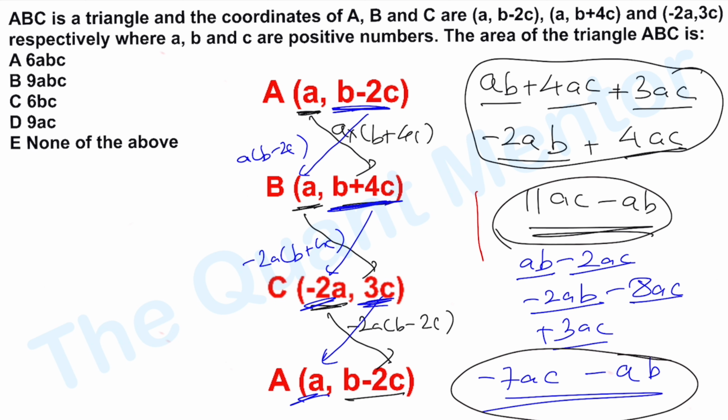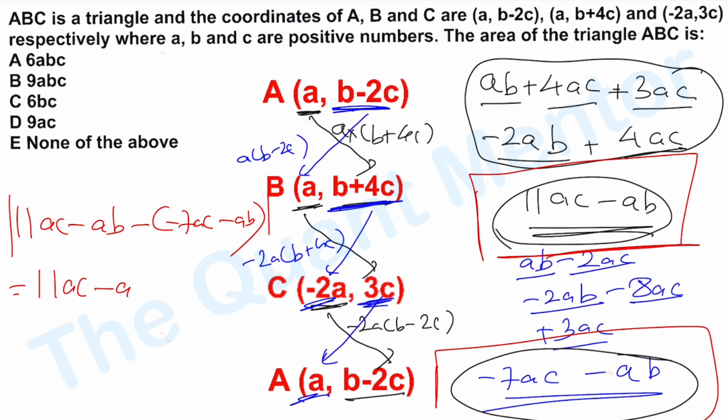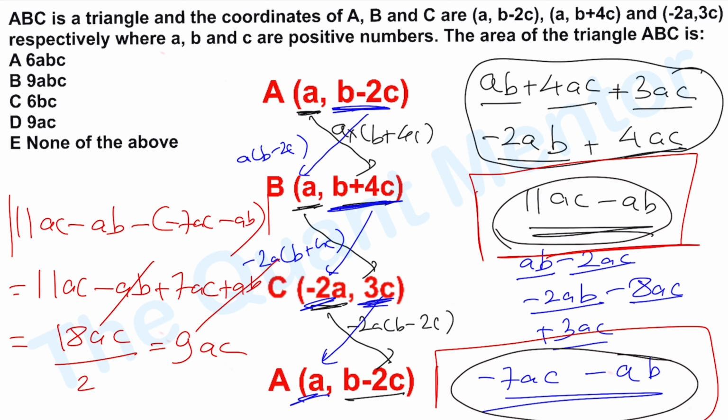Okay, the next step is we take the difference of these two answers we have got, the black one and the blue one, the positive difference of these two. So 11ac minus ab minus of minus 7ac minus ab, right? The positive difference, I'll write the mod here. So this will be 11ac minus ab, minus of minus 7ac is plus 7ac, minus of minus ab is ab only, ab cancels, we have 18ac, and the last step is divide that by 2, we get the area 9ac.